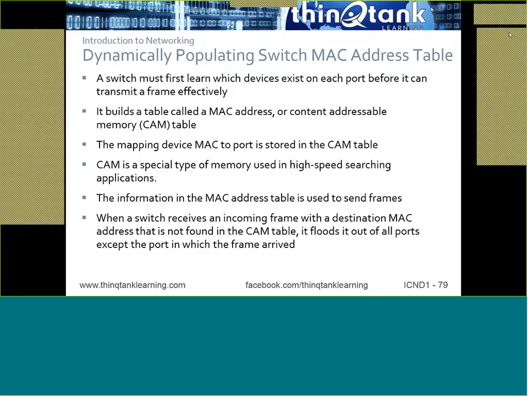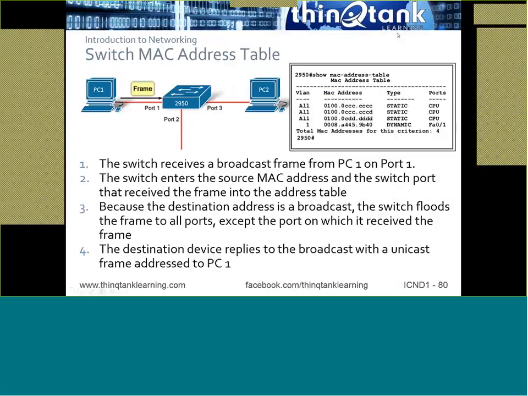All right. Let's see a visual representation of that, and then we'll wrap up this chapter. PC1 is connected to a 2950 on port 1. It wants to talk to PC2 on port 3. Let's say it's an ARP request coming from PC1. The ARP request is a broadcast, but the source of that frame is PC1. So as soon as that frame arrives on port 1, what does the switch do? The first thing it does is add PC1's MAC address to the database, as you can see on the right side there. It says, okay, 9B40 is on port 1.